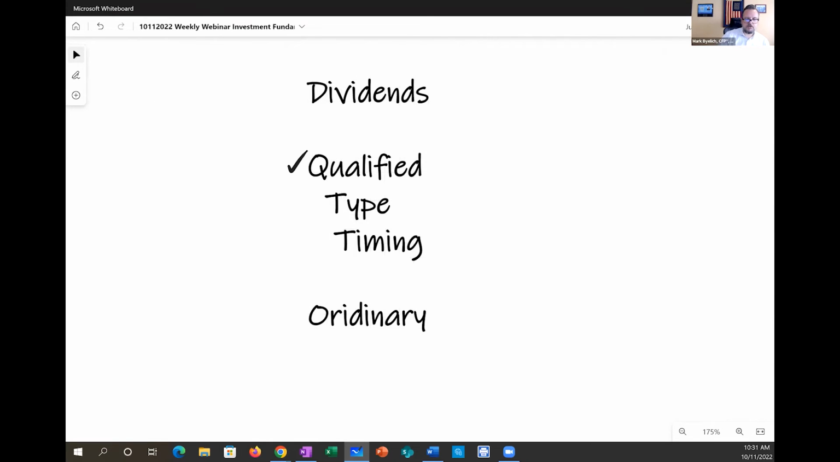The first we're going to talk about is qualified dividends. Some people talk about qualified and non-qualified, but it's actually qualified and ordinary. So let's talk about qualified dividends first. Each different one has a different tax implication. That's really what drives it, and why these are so important.